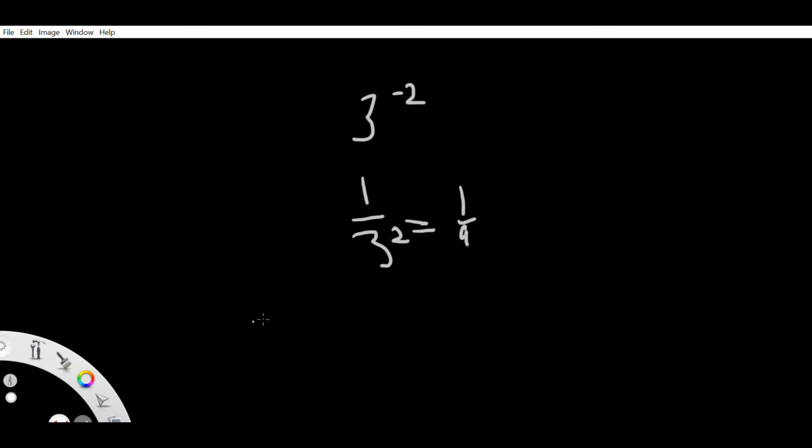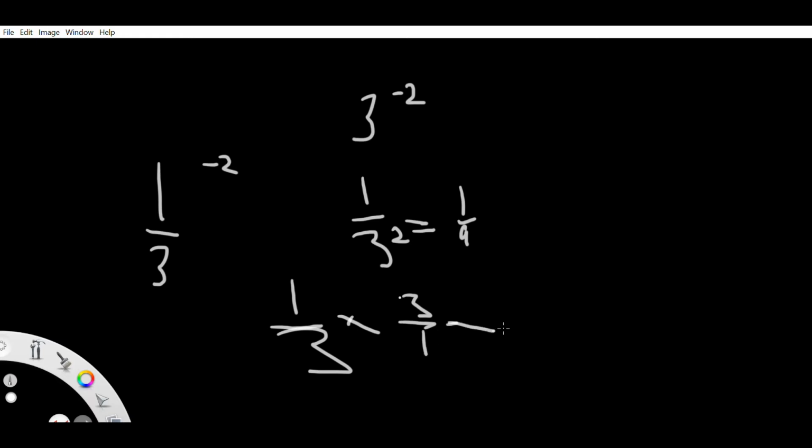Similarly, suppose instead we have 1 by 3 to the power of negative 2. Here, on the other hand, it would be 1 by 3 in fraction form. So basically what you do is 1 by 3 into 3 by 1. Or, in better words, you make 1 by 3 into a whole number.